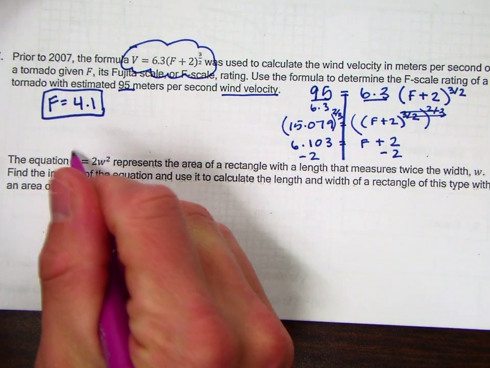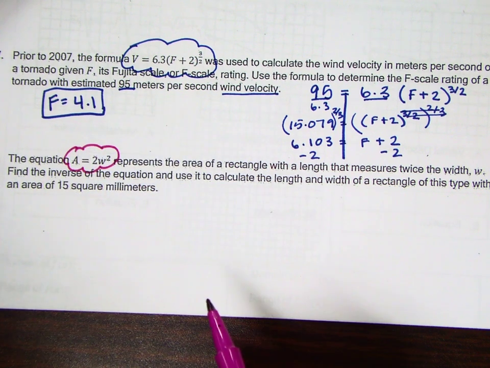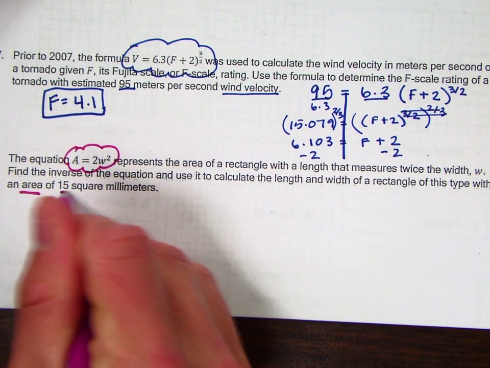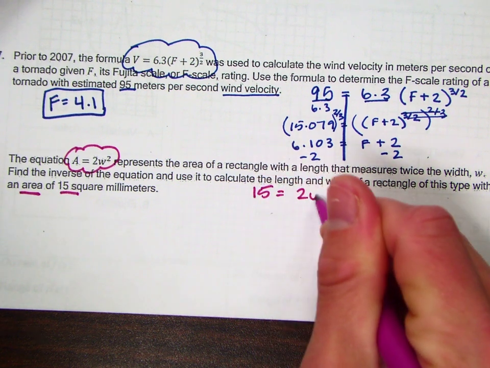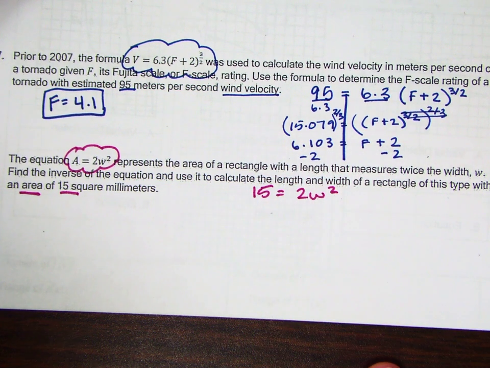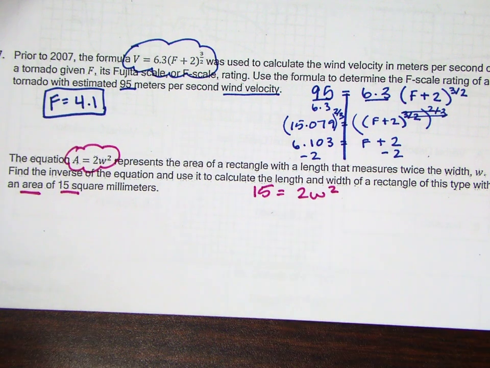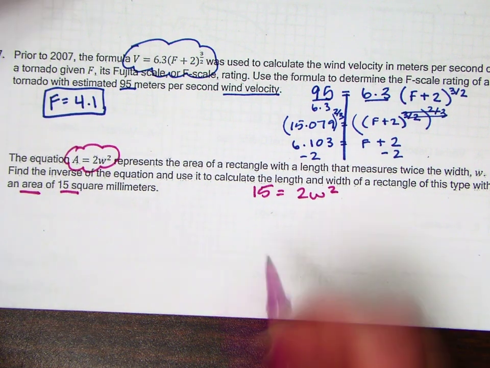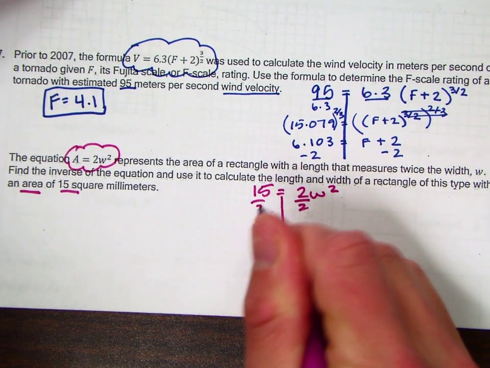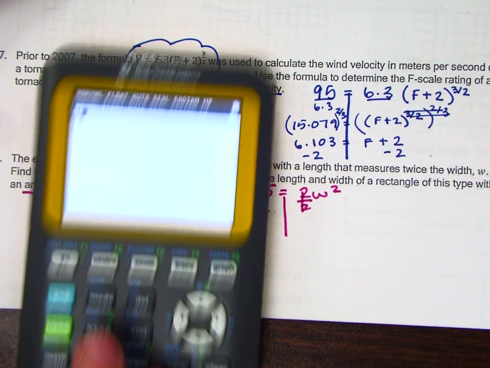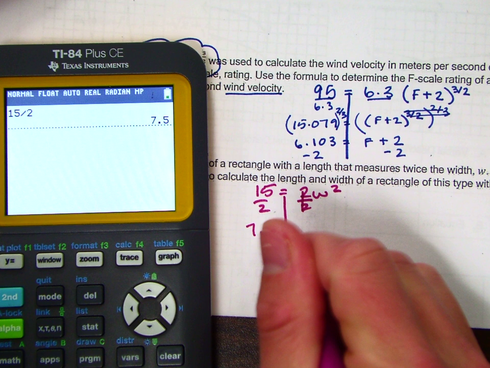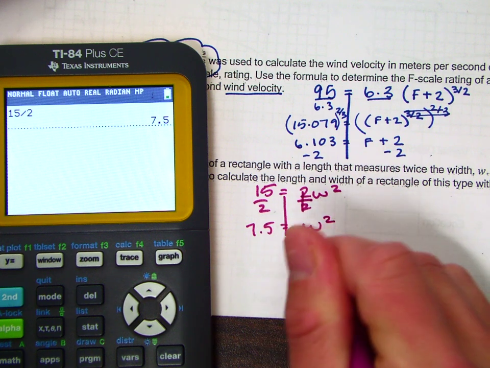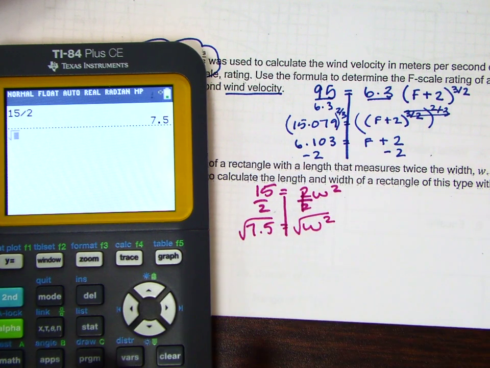So the equation, here's my equation. And it's telling me the area is 15. So in place of the A, I'm going to put 15. All right, so if you're going to do this the by hand way, first I'm going to divide by 2. 15 divided by 2 is 7.5. And then I'm going to square root.